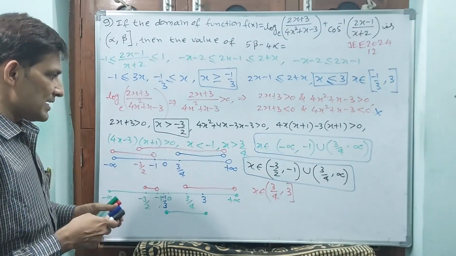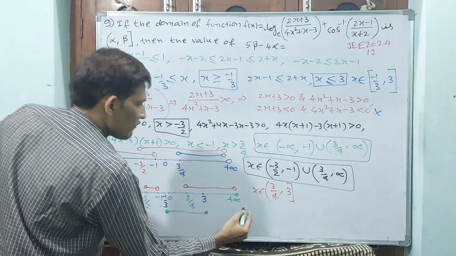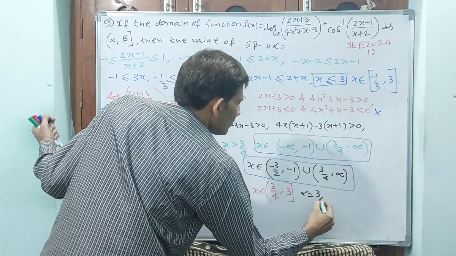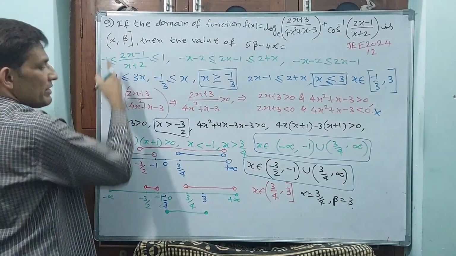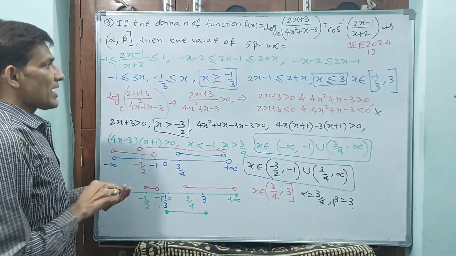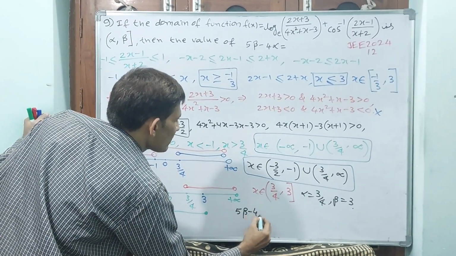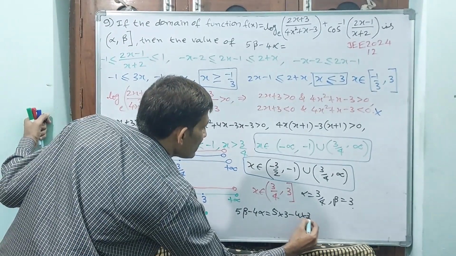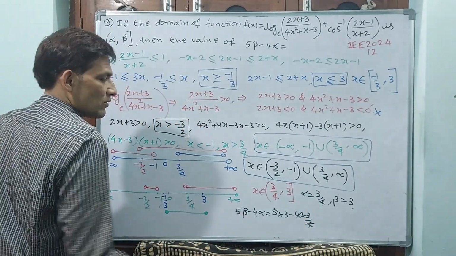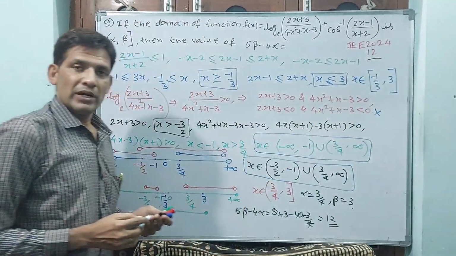Now I can say finally alpha will be 3 by 4, comma, beta is equal to 3. Okay? Beta is closed interval. Now they are asking 5 beta minus 4 alpha. 5 beta minus 4 alpha is equal to 5 into 3 minus 4 into 3 by 4. 4 is going to get cancelled out. 15 minus 3, 12. Okay? Let us go to the next question.